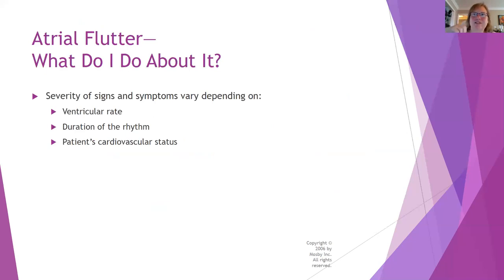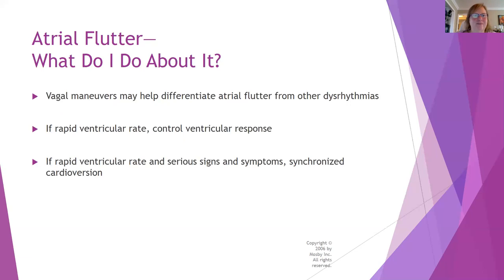And that's what happens in flutter. There is consistent atrial depolarization, but only a regular number of them, 1 in 2, 1 in 3, 1 in 4, a regular number of them are conducted down through the ventricles. If that ventricular rate is steady, so you may have this atrial flutter at a very high rate, but your ventricular rate is steady, then we would look at a little bit more conservative treatment. We would also look at how long you have been in atrial flutter and also your underlying cardiovascular status. So how stable are you in other ways, right?